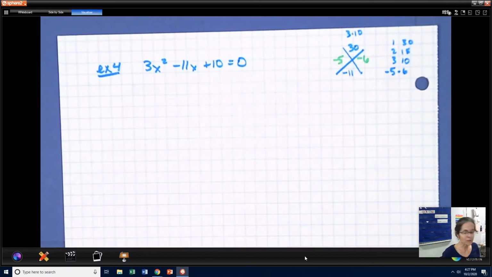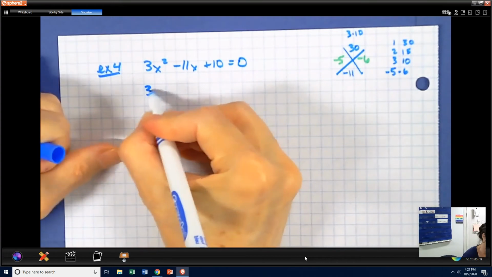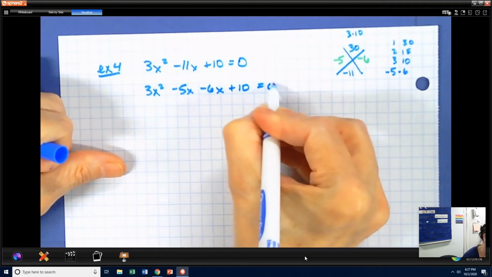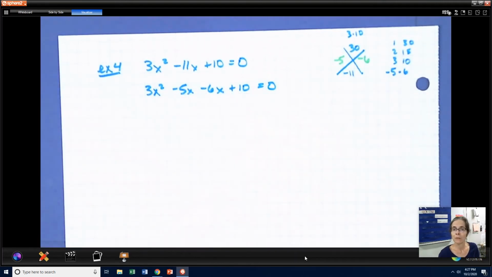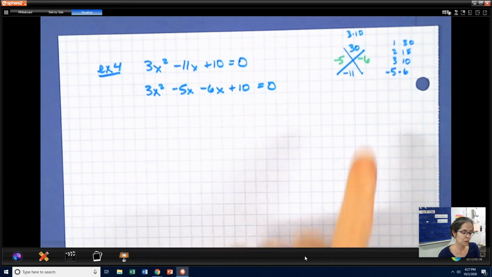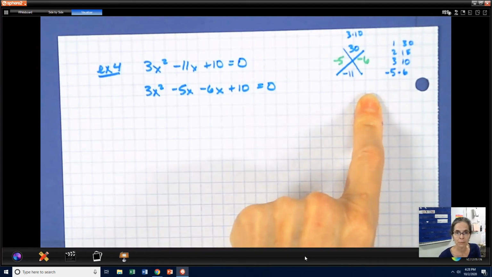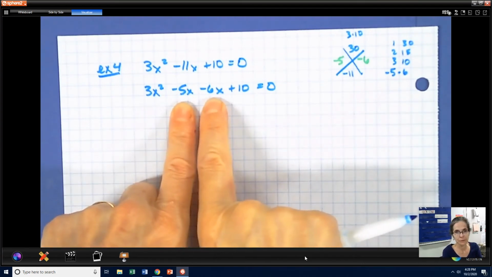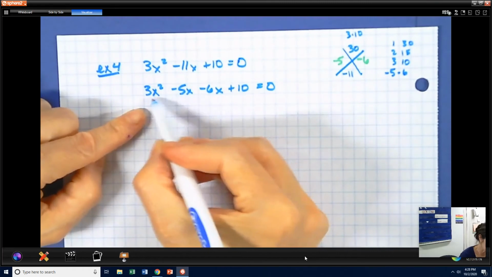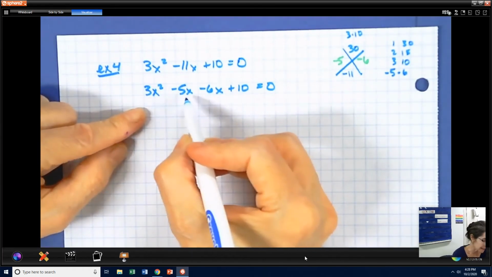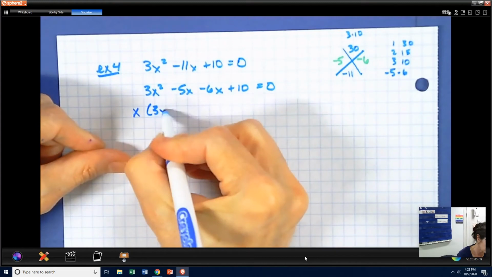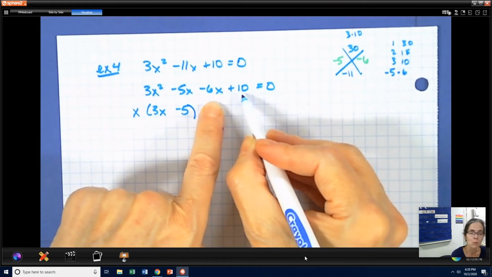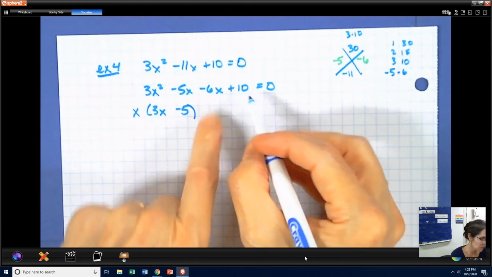So some of you are just writing this next line. And then you're doing your factoring by grouping. I'm telling you that I want to see this work because this tells me you understand how you got these two numbers. Now you can look at the first two terms and say, I could take an x out of those. And you can look at the second two terms and you could say, I could take a negative 2 out of those.